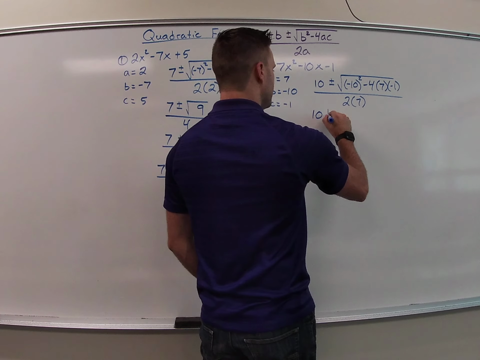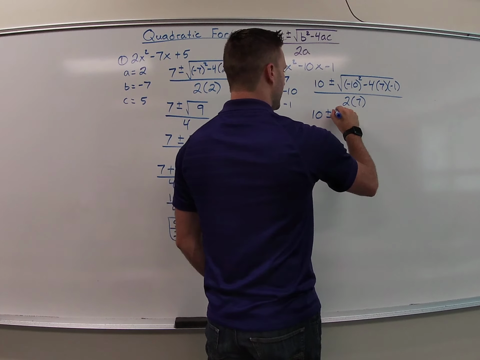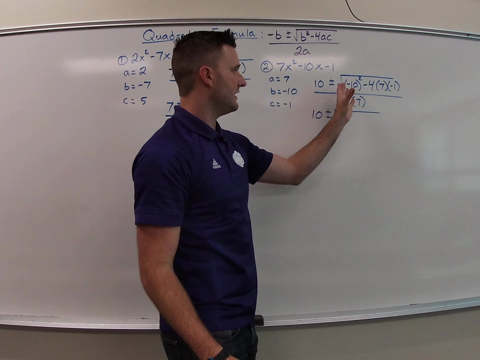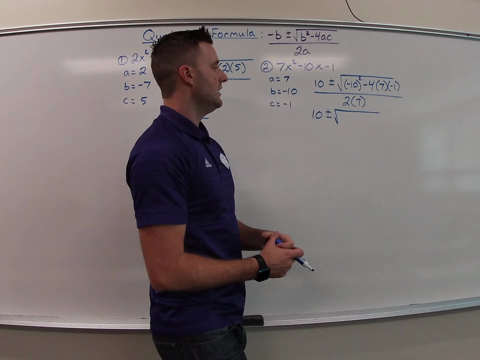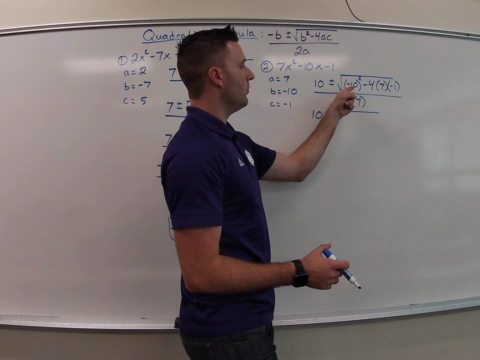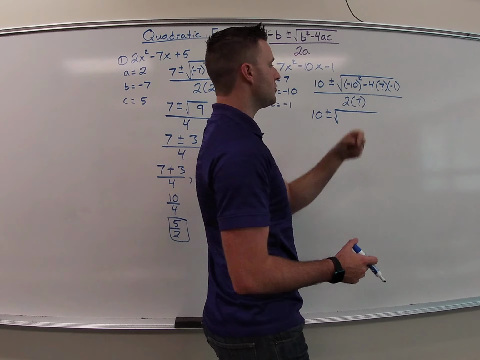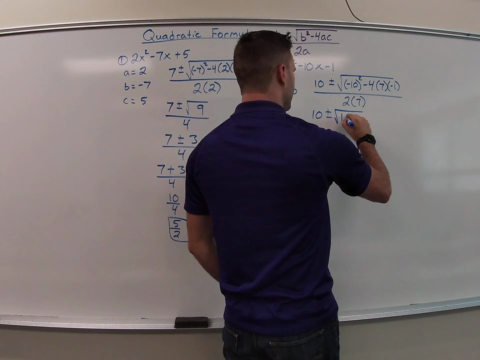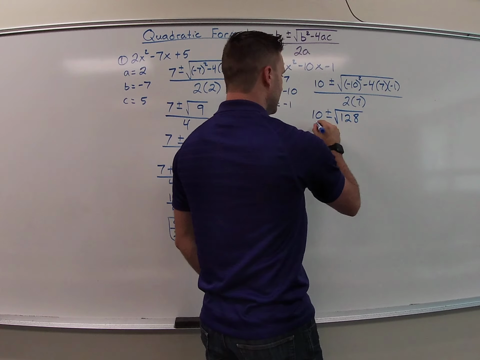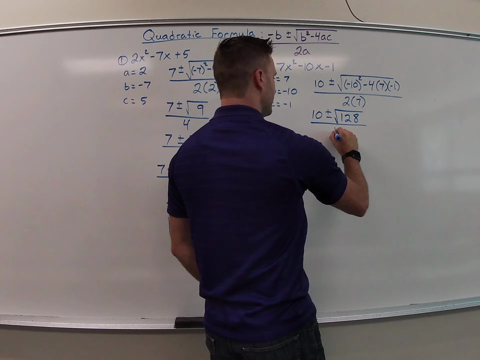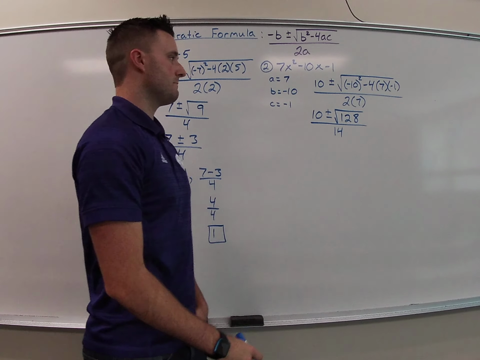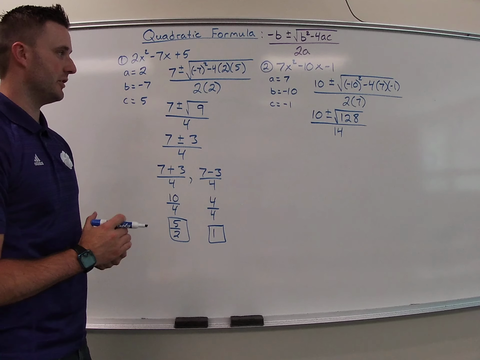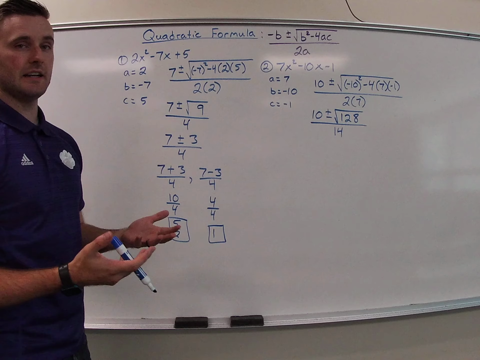So we get 10 plus or minus the square root. If you plug that in your calculator, be careful with the parentheses and the negative and the minus and all that. But if you plug this in your calculator, you should get 100 plus 28. Well, 100 plus 28 is 128. And this is all over 2 times 7, which is 14. Okay, now, 128, kind of a larger number.